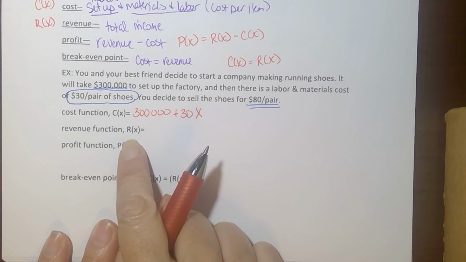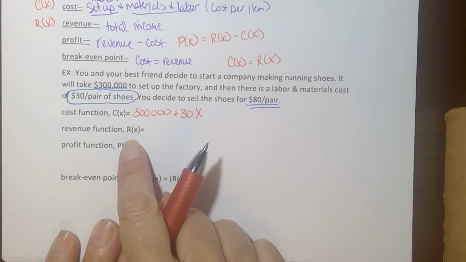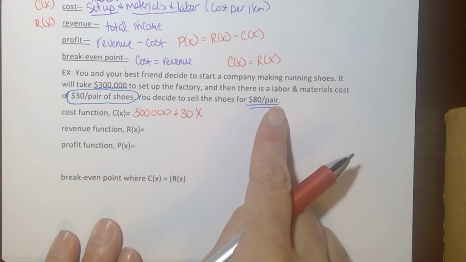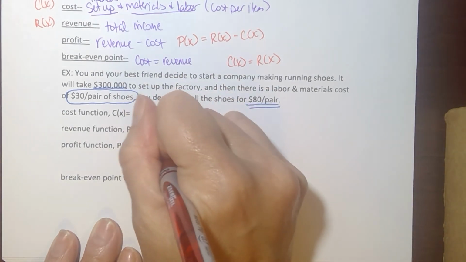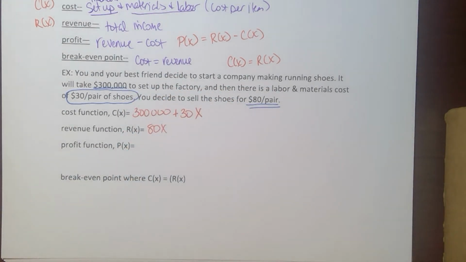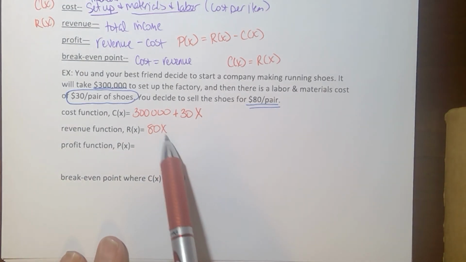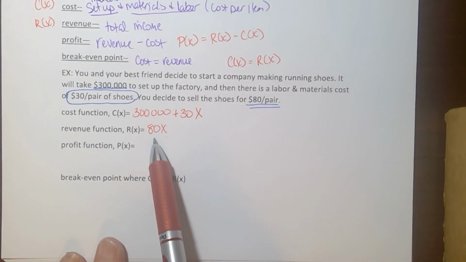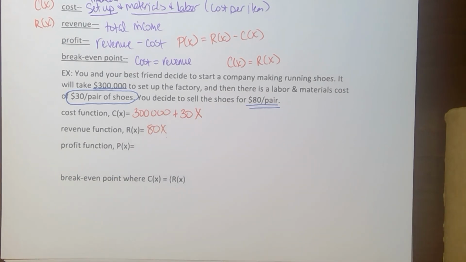Revenue function. Well, revenue is the amount of money you're bringing in. That's based on how much you charge. We decided we're going to charge $80 per pair of shoes. So every pair of shoes I sell, I get $80 for it. If I sell one pair of shoes, I made $80. If I sell 100 pairs of shoes, it's 80 times 100.